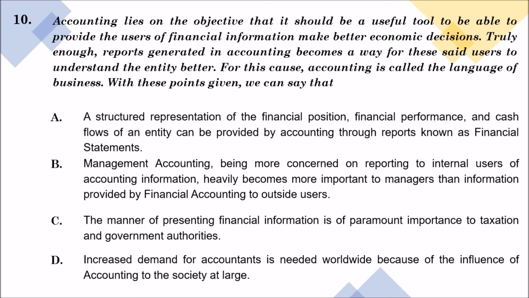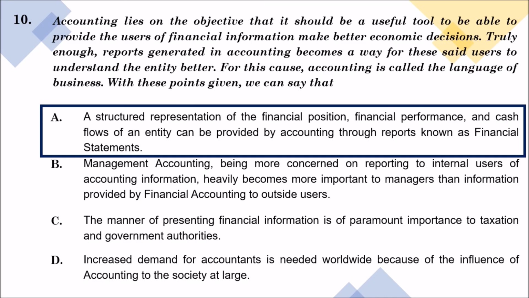The correct answer is A. In the question, you are being asked what statement is related to the main statement above. It said that accounting lies on the objective that it should be a tool to provide information for decision making. And then, the reports in accounting become a way for these said users to understand the entity better. With that, accounting is called the language of business. How can accounting communicate to the users of accounting information? It is from the financial statements because they can provide information about the financial position, financial performance, and cash flows of an entity.